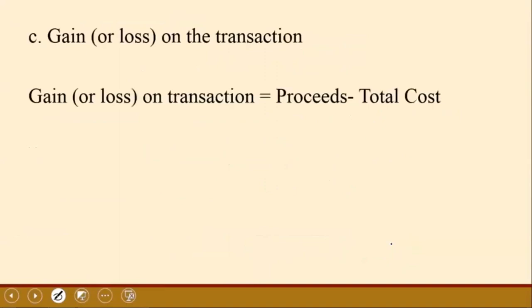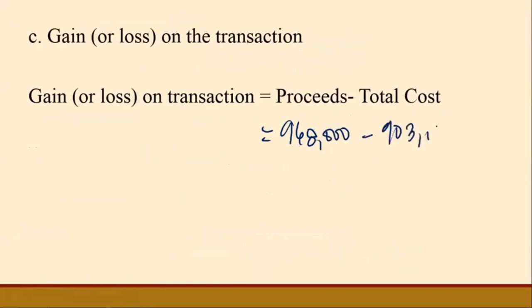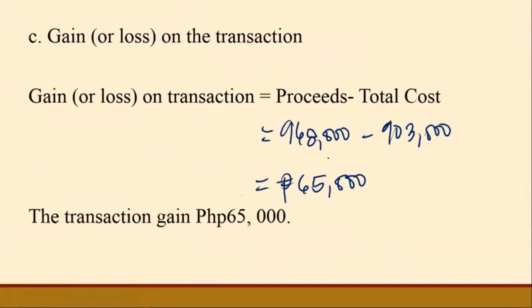So this is the formula. All we have to do is to get the difference. So 968,000 pesos minus 903,000 pesos. So this is equal to 65,000 pesos. So the transaction gain is 65,000 pesos.